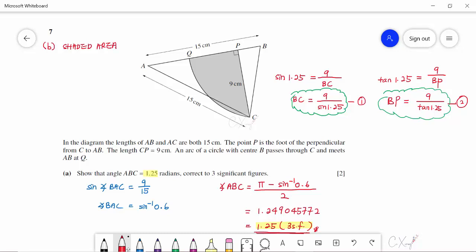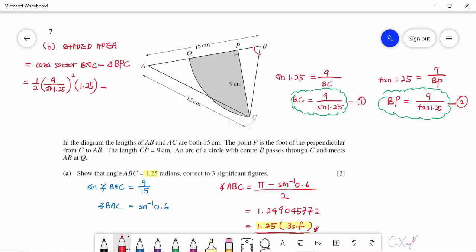Okay, so the area will actually be equal to the area of sector BQC minus the triangle BPC. For the area of sector BQC, it will be half R squared theta. The R is BC, so BC will be 9 over sine 1.25. So R squared, then theta. So theta will be 1.25.